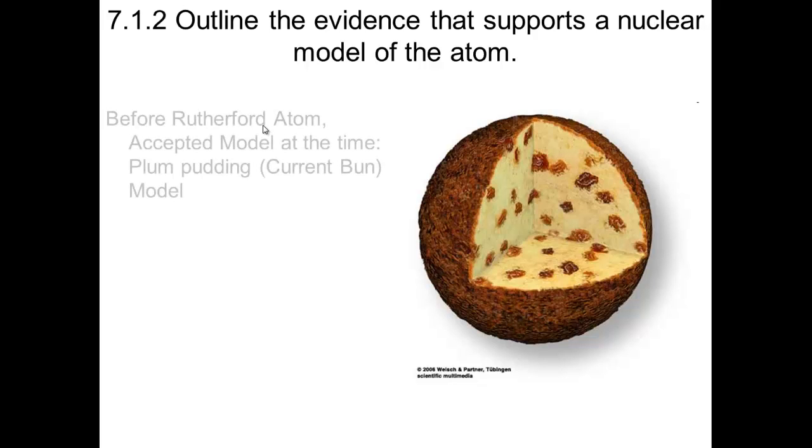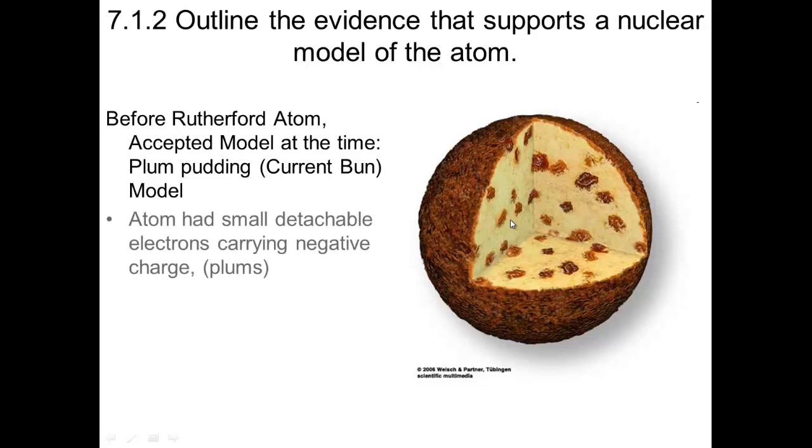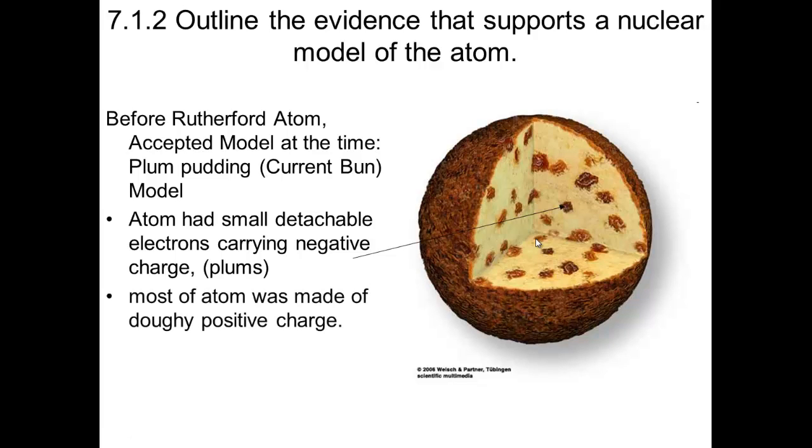And what they believed is that the atom was like a doughy substance, where the positive was basically the dough, and the negative stuff was these currents. They knew the electrons could be taken away from the atom, so they thought they were these detachable currents, but the positive part was very doughy. So that's the electrons, and most of the atom was made of this doughy positive charge.